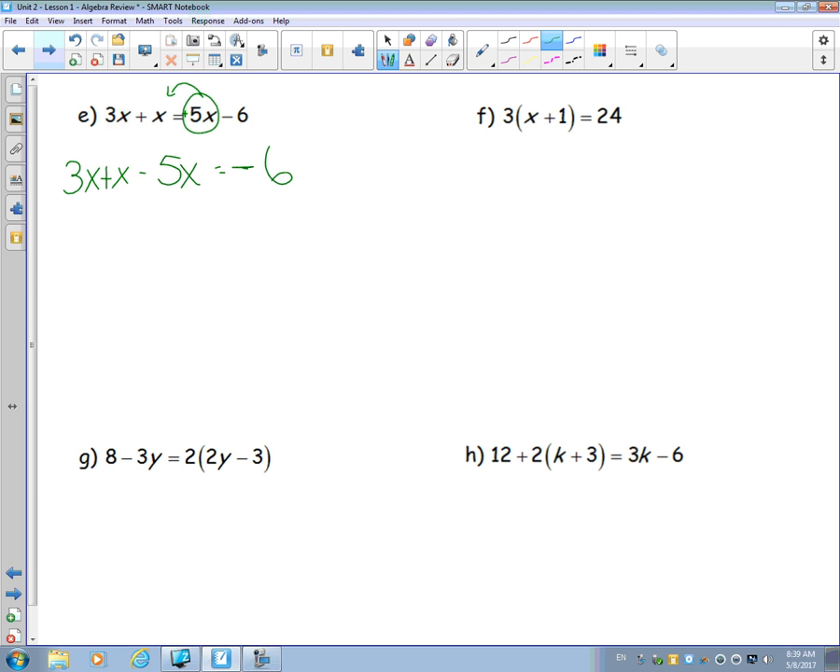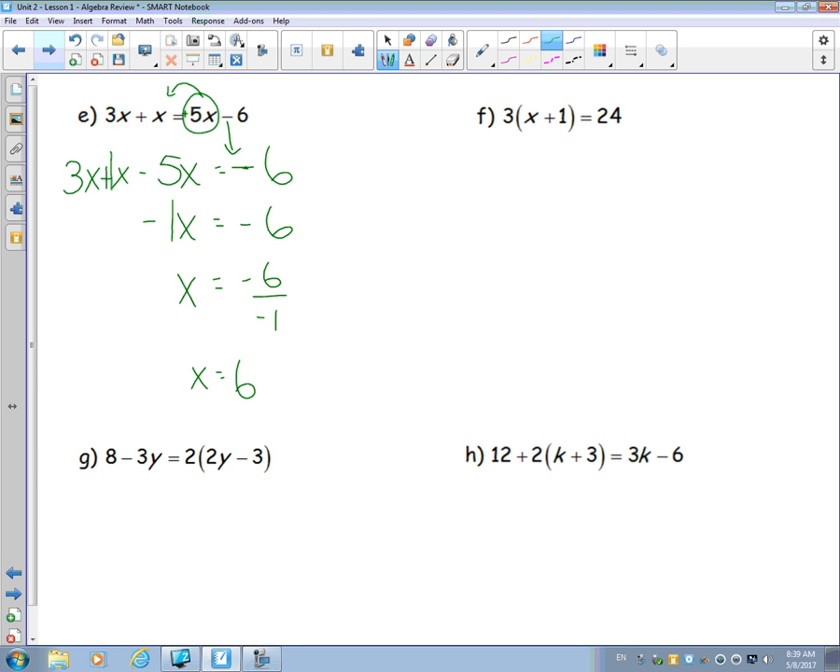Make sure that 6 is still negative, okay? That negative sign stays in front of it. 3x plus 1x minus 5x is -1x. I want to know what just x is, so I'm going to take -6, divide by -1, and x is 6.